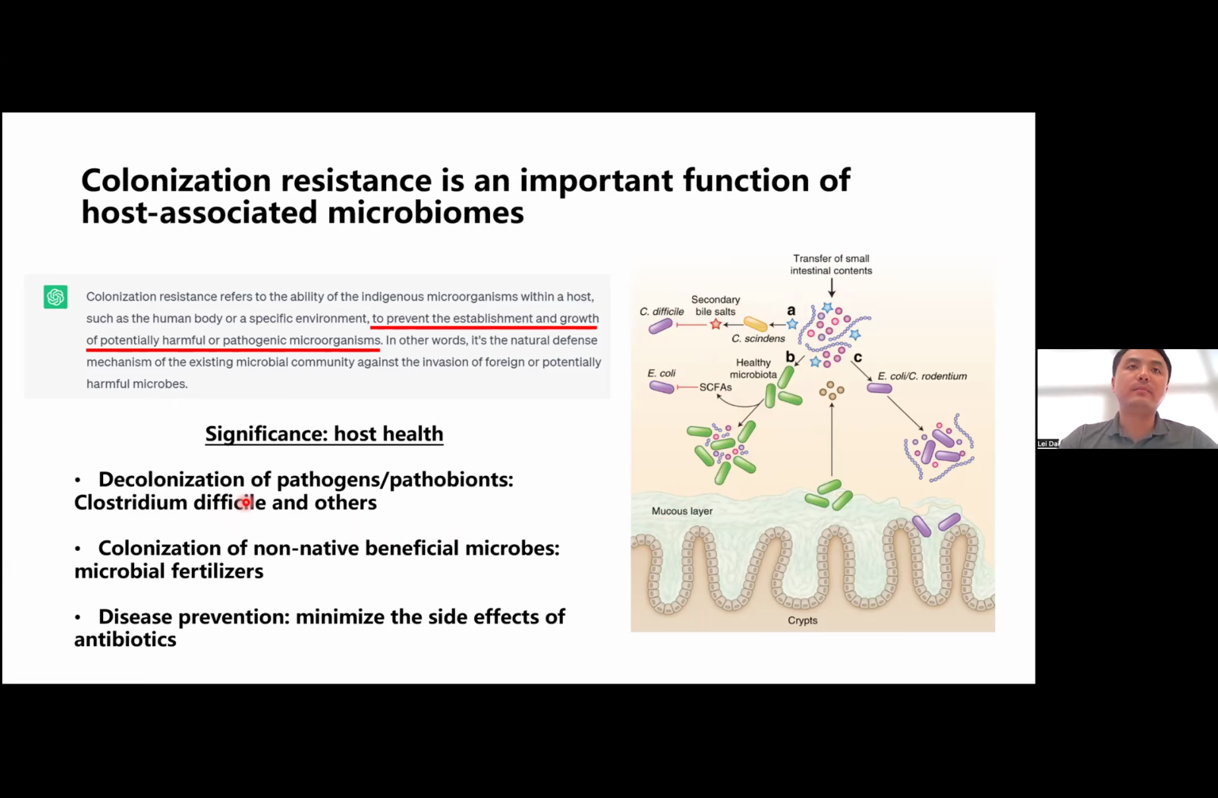Understanding microbial colonization resistance has a lot of significance. For example, we can utilize this phenomenon to decolonize pathogens. On the other hand, we could also use it to help improve the colonization of some beneficial microbes. For example, in agriculture where you have fertilizers, a lot of times these microbial fertilizers may not colonize very well in the soil, right? So there are two sides to the story.